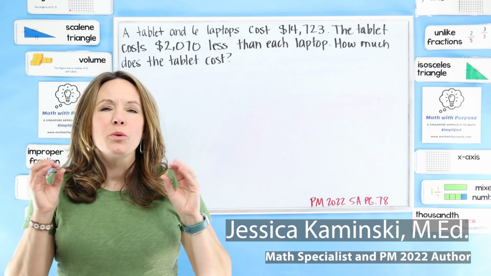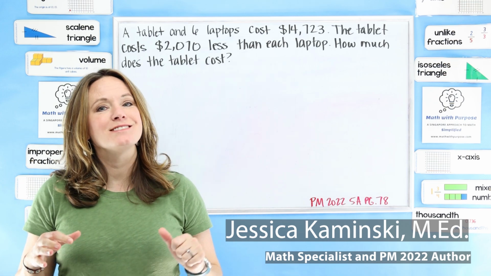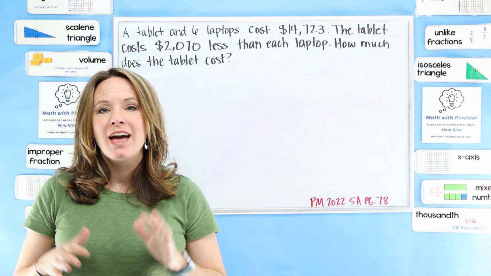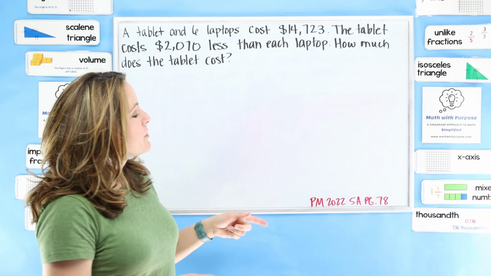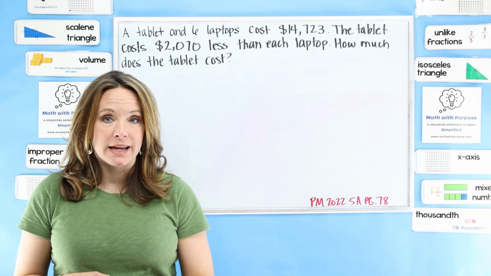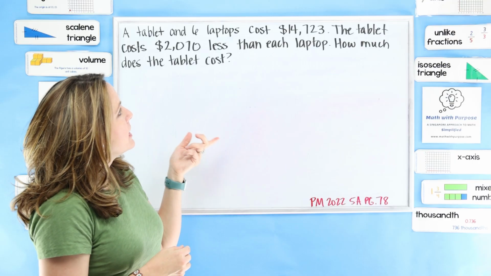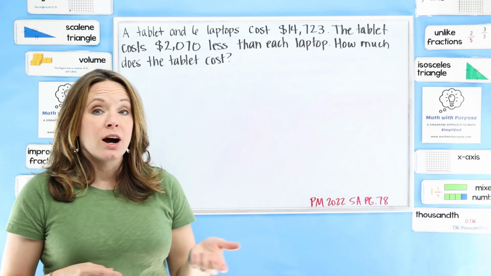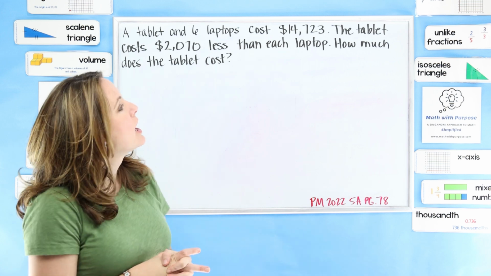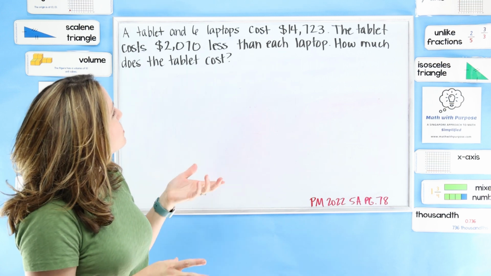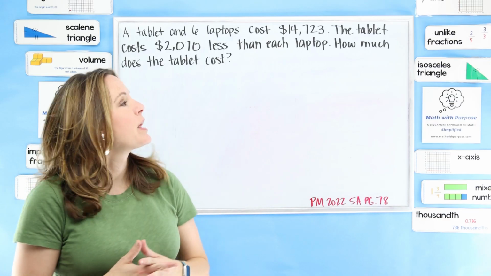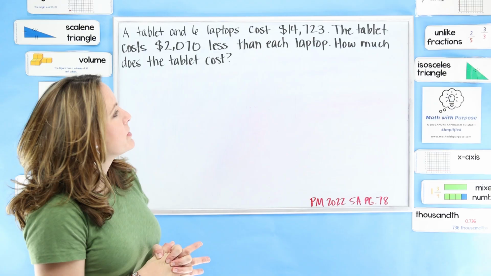Ever wondered why you have to draw a bar model? This is such a great problem to illustrate how a model can help you solve a problem. Let's take a look at this word problem from Primary Mathematics 2022, Book 5A, page 78. We have a tablet and 6 laptops that cost together $14,723. The tablet costs $2,070 less than each laptop. How much does the tablet cost?